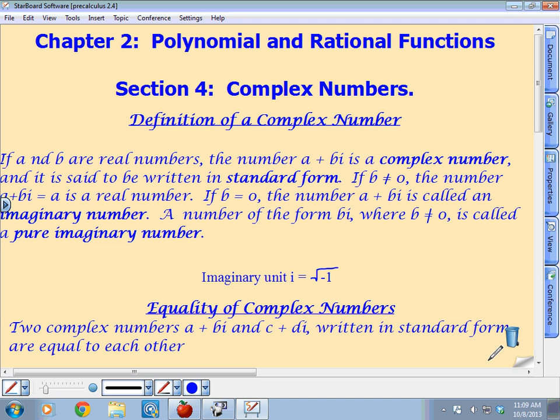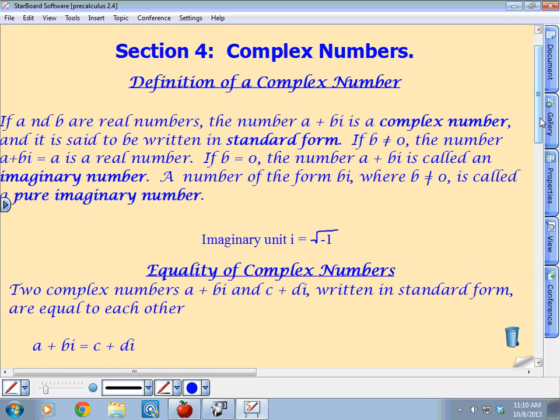All right, so section 4 is complex numbers. The definition of a complex number: if a and b are real numbers, the number a plus bi is a complex number. So we get the idea of i. Do you remember what i is? Square root of -1. We call that the imaginary unit, because it's not real.